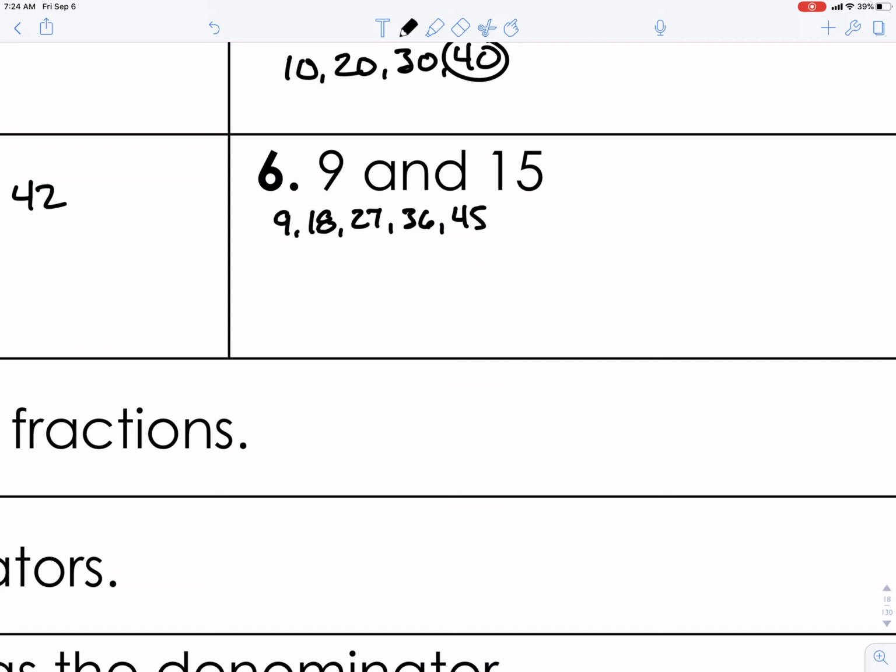Something hits my brain right here. I see that 5, and I know 5 can go into 15. I also know 5 can go into 45. Let's see if maybe that's our least common multiple.